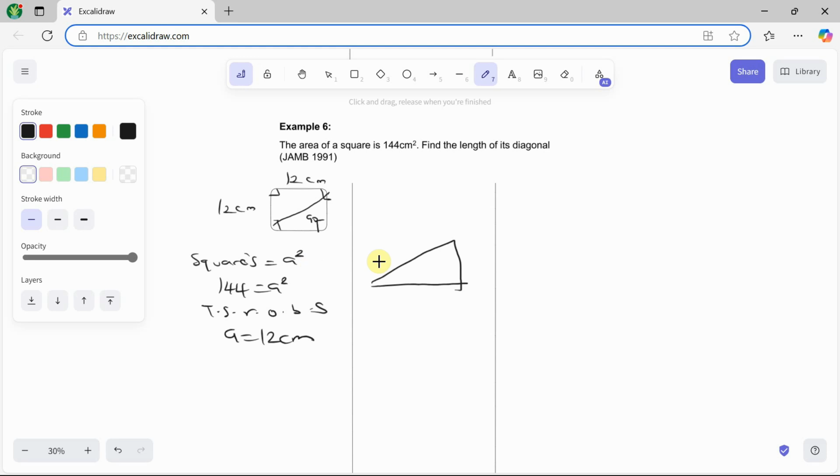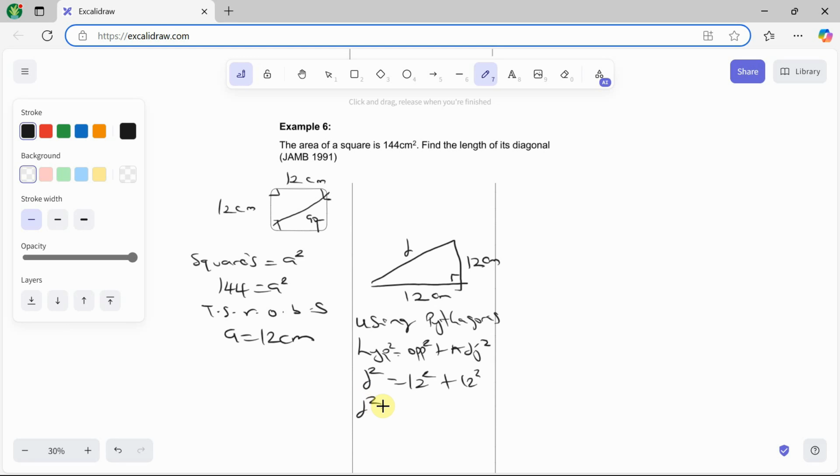We have this, where this angle is 90 degrees, this length is 12 centimeter, and this length is 12 centimeter. So we can find this diagonal, let's call it D. Using Pythagoras theorem, we state that when you're solving a theory question, you have to state it. You say the hypotenuse squared is equal to the opposite squared plus adjacent squared. Hypotenuse is D, so D squared equals 12 squared plus 12 squared.